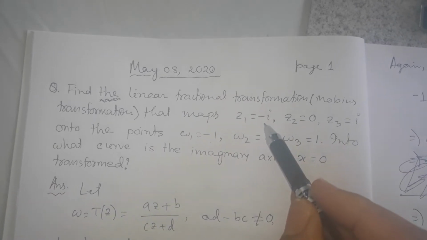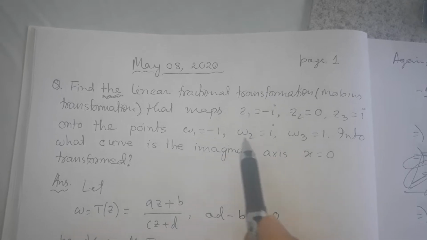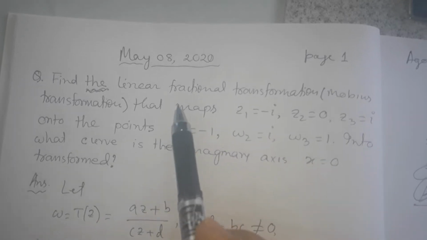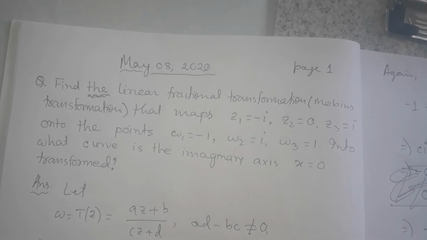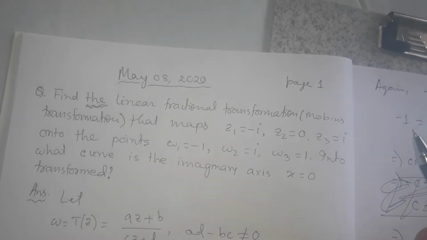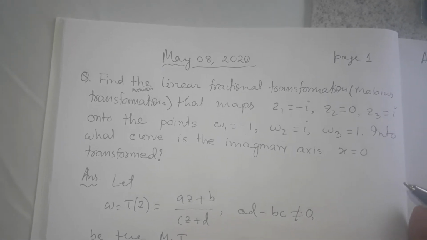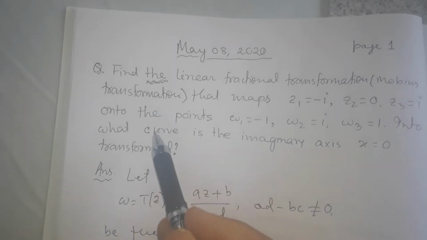That means there exists a unique linear transformation that transforms minus i, 0, i onto three distinct points minus 1, i, 1. In the next video I will show you that there exists a unique linear fractional transformation, or unique Mobius transformation, from any three distinct points in the z plane to three distinct points in the w plane. That we will do, but just using the properties of Mobius transformation this problem can be solved.